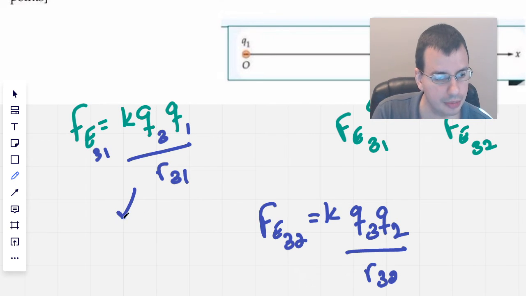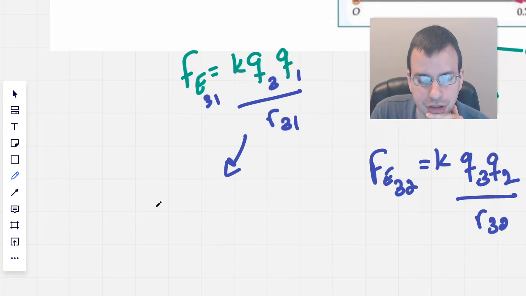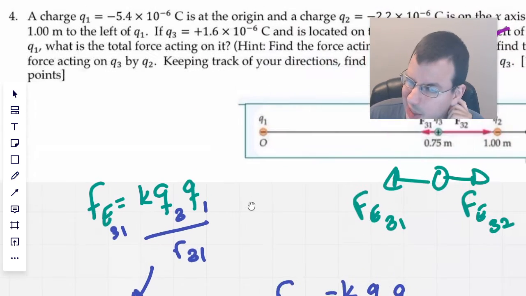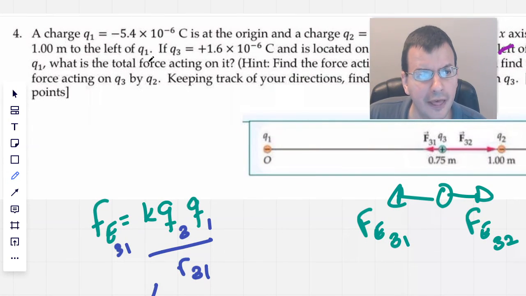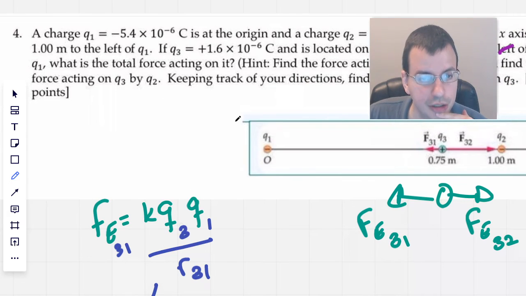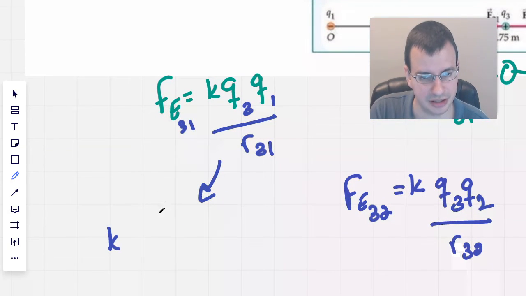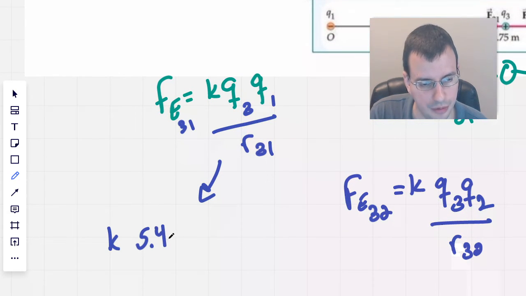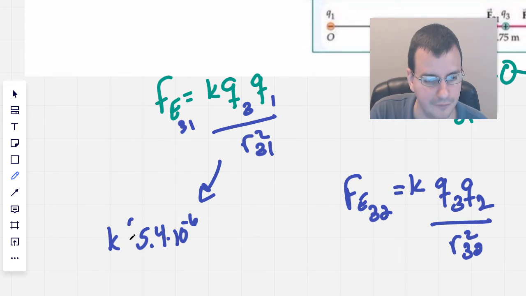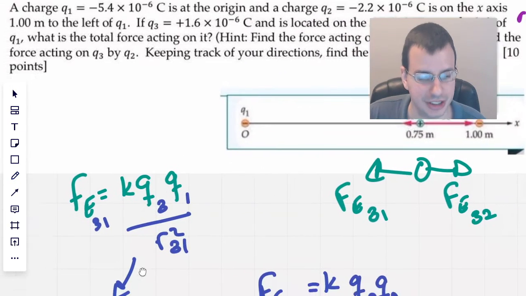So let's see here. I'm going to start solving this one real quick. So this will be K, which I'll leave as K right now. Coulomb's constant is like 8.99 times 10 to the 9th. Don't know what the units are, but they're standard SI. And we want Q3 and Q1. So Q1 is 5.4 times 10 to the negative 6th. So 5.4 times 10 to the negative 6. These are supposed to be squared. I forgot that. And then Q3 is 1.6 times 10 to the negative 6.